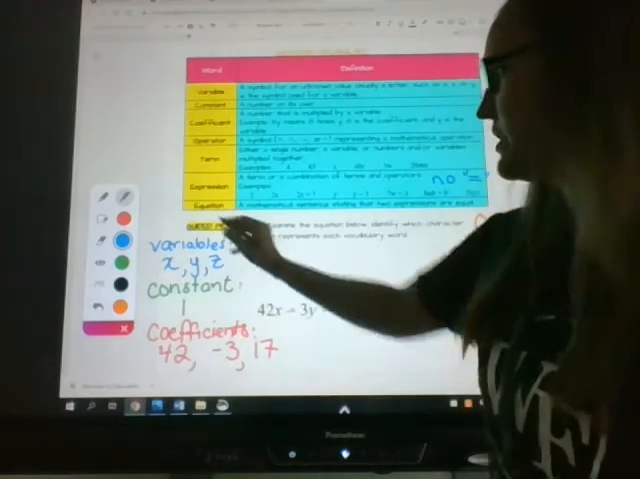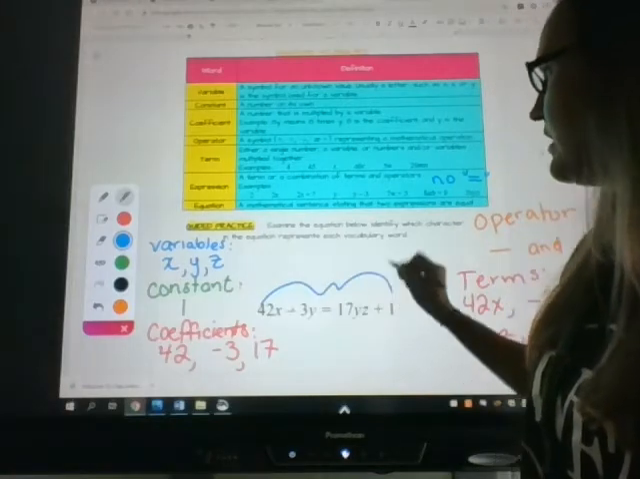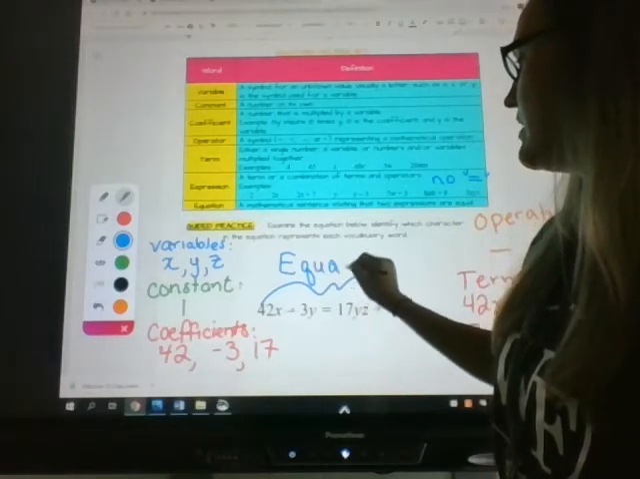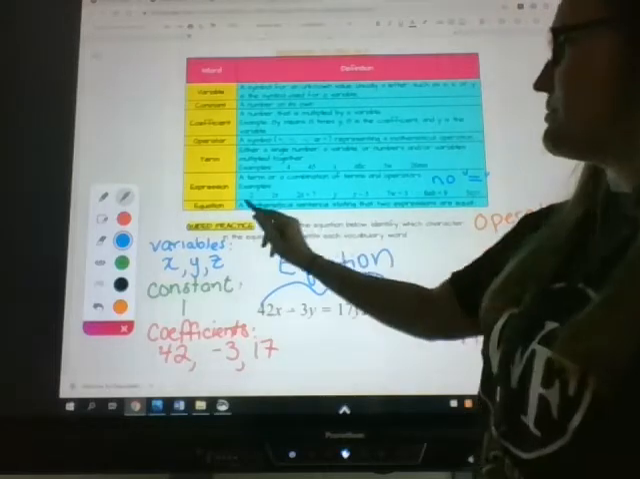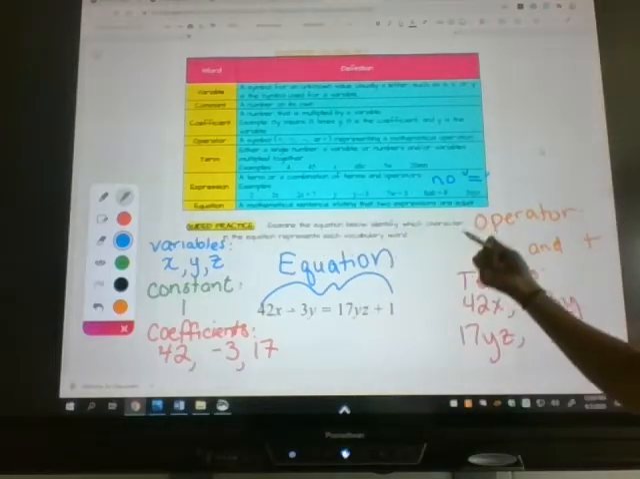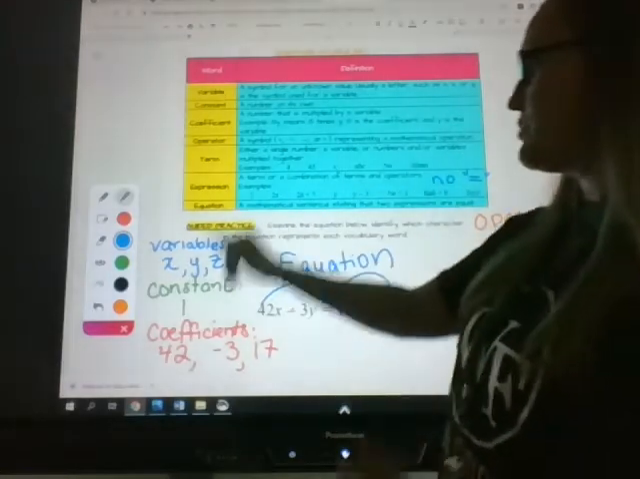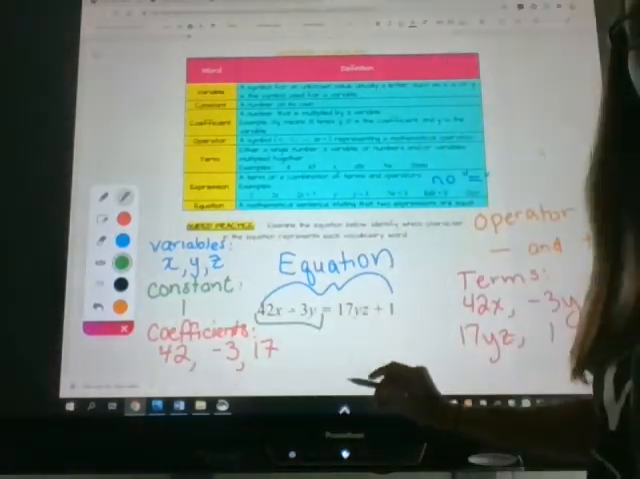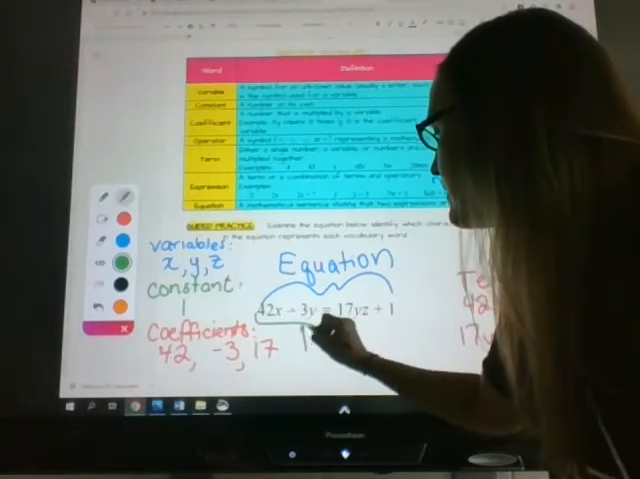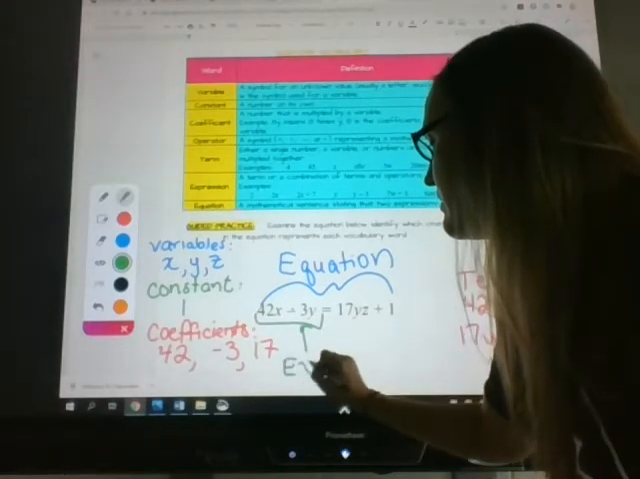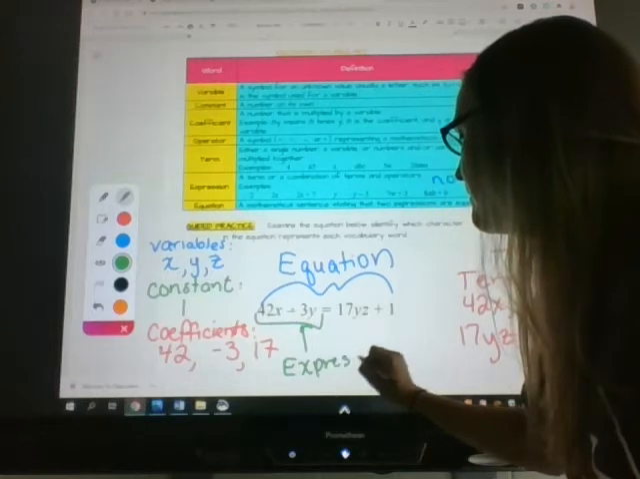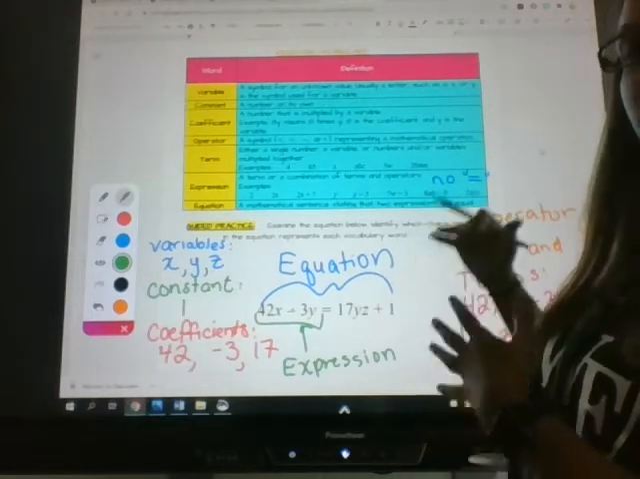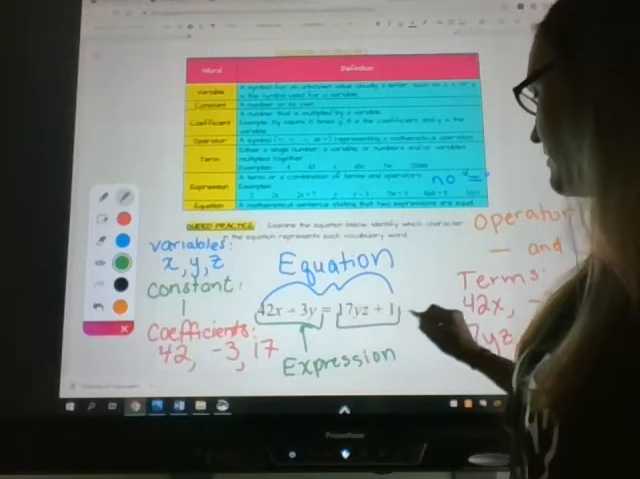So I'm going to write this over here. Let's write the equation first. This entire thing is called an equation. So it's a mathematical sentence stating that two expressions are equal. So the two expressions are 42x minus 3y. So that's one expression. And then on the other side of the equation, we have another expression.